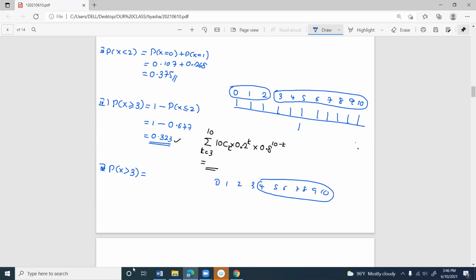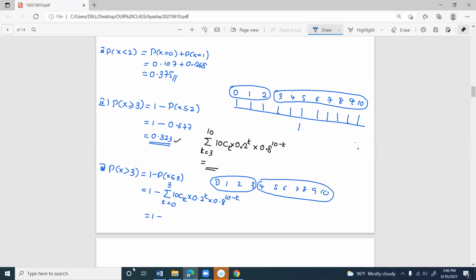Then you can say out of 1, you can subtract the lesser portion for that. So you can say 1 minus probability of x is less than or equal to 3. So this is 1 minus the summation k goes from 0 to 3 of 10 C k into 0.2 to the power k times 0.8 to the power 10 minus k. Okay, that's how it comes.